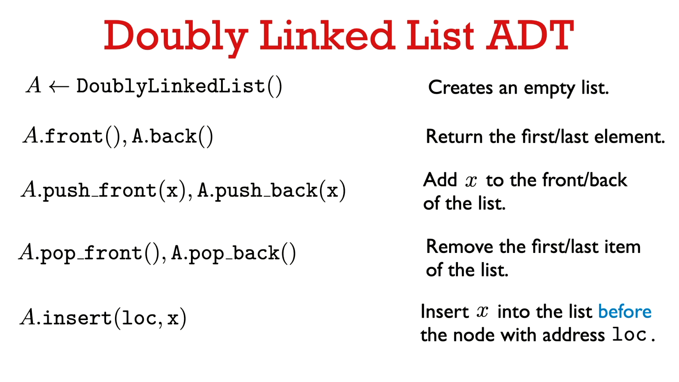Here's an abstract data type for a doubly linked list, again modeled after the implementation of doubly linked list in the C++ standard library. So now we can add or remove elements to the front or the back of the list. With insert, given the address of any node in the list, we can insert a node with a specified value before that node. And again, all these operations take constant time in the worst case.